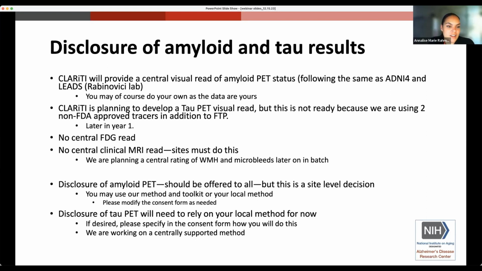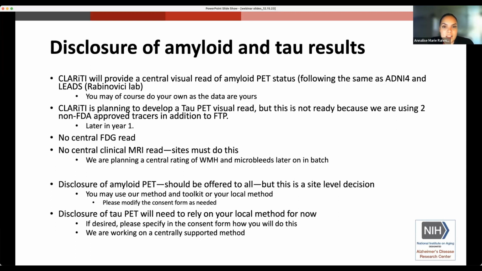But as with all of our disclosure practices, as we're going to say later, we are not intending to be prescriptive about this. This is a site level decision. Many sites already have fairly advanced disclosure methods and protocols, so we are not superseding those. You can use the methods that we provide or your own local methods. We do ask that you modify the consent forms that we've produced as needed to reflect any local methods. In terms of disclosure of tau PET, again, if that's something that's already occurring at your site, that can continue. Again, we ask that you make modifications to the consent forms as applicable to reflect your local methods.